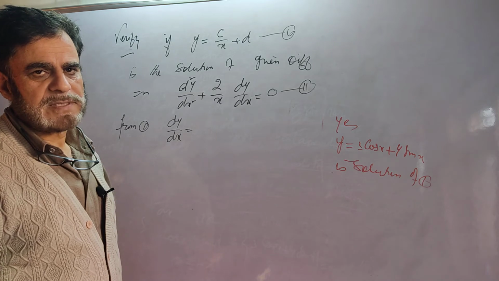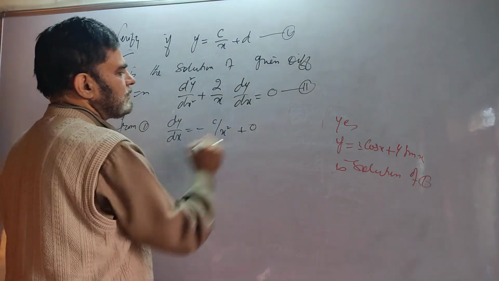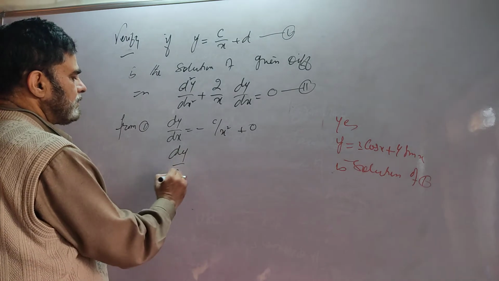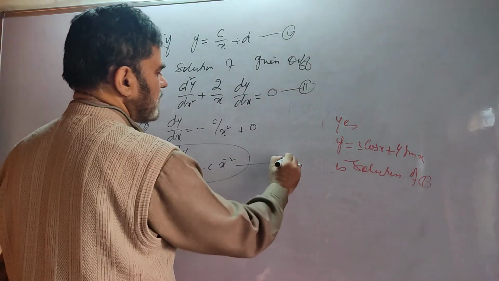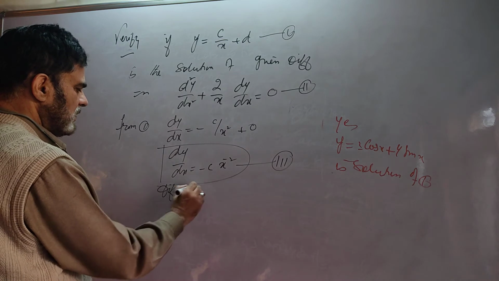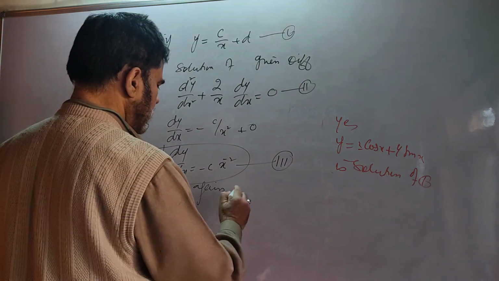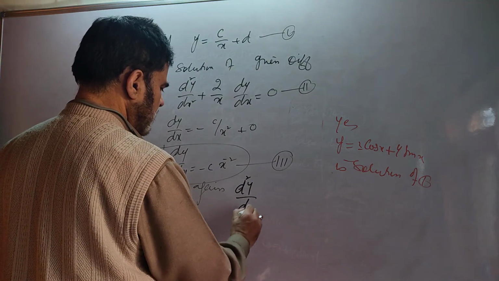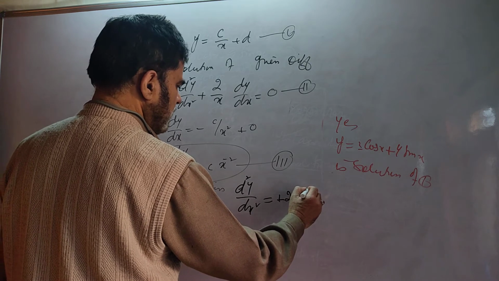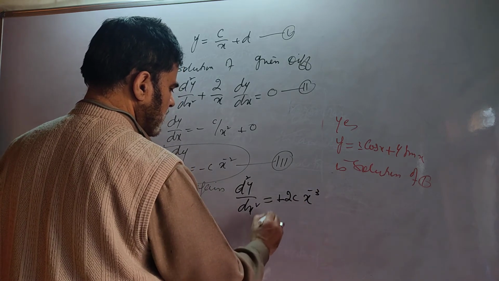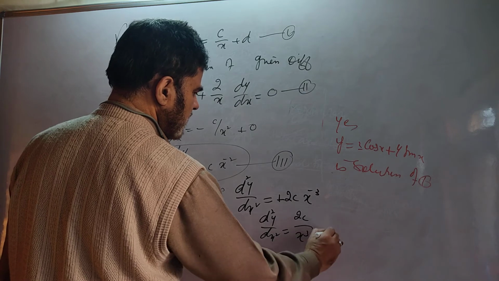What is the derivative of 1 by x with respect to x? Minus 1 by x square. So it is minus c by x square. Derivative of this plus 0. So dy by dx is minus c x raised to power minus 2. Third, differentiate again. It is d2y by dx square. This is plus 2c x raised to power minus 3. So your d2y by dx square is 2c by x cube. This is equation number 4.